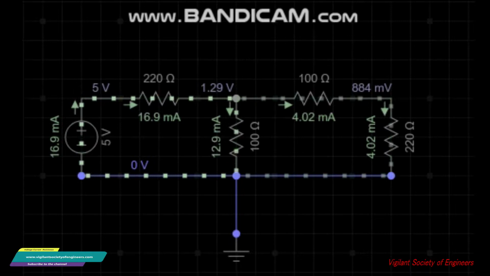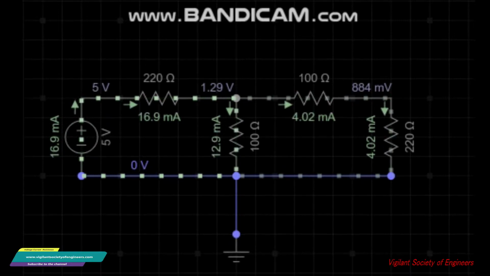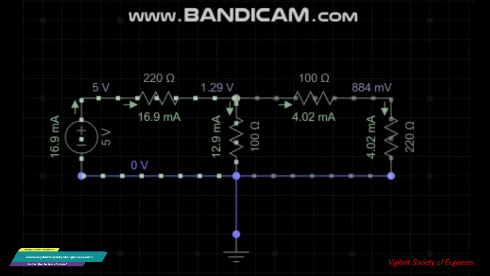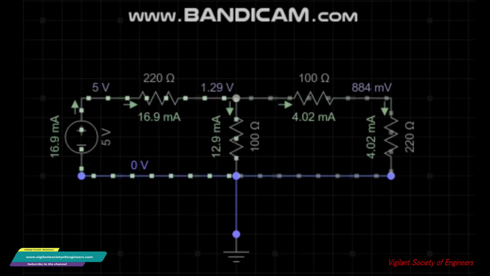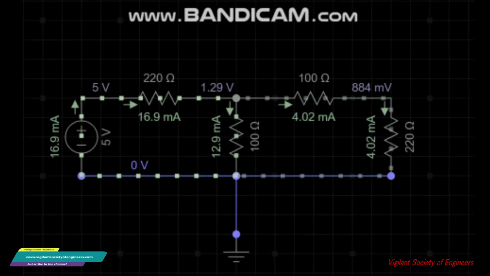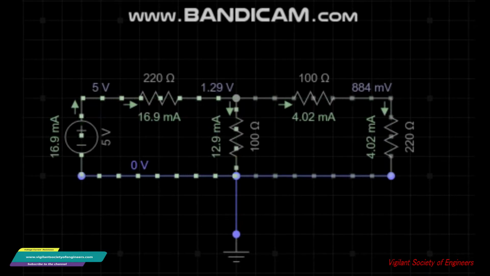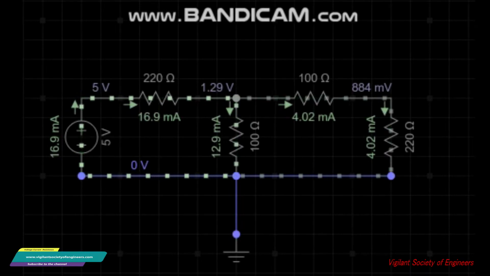Now this is a simulation of a circuit that was shown earlier, and it shows the flow of the current from the source of the 5 volts all the way through the series branch part of the circuit. So the current moves through the 220 ohms resistors and then down the 100 ohms resistor. It also moves across the 100 and the 220 ohms within the series parallel side of the circuit, right?